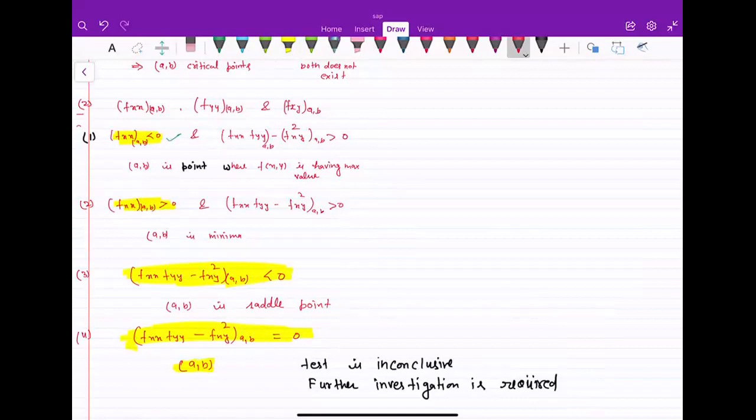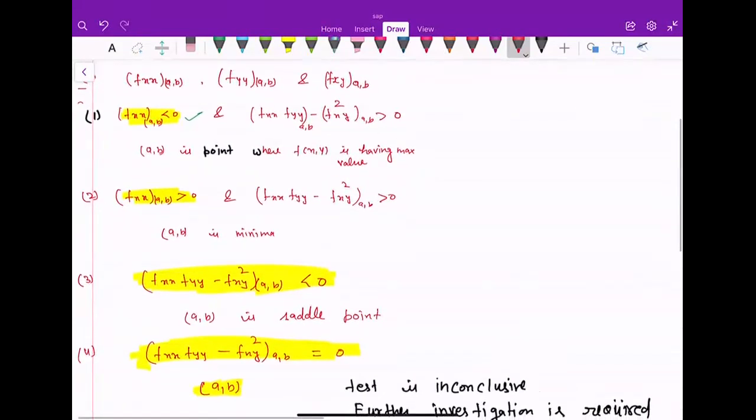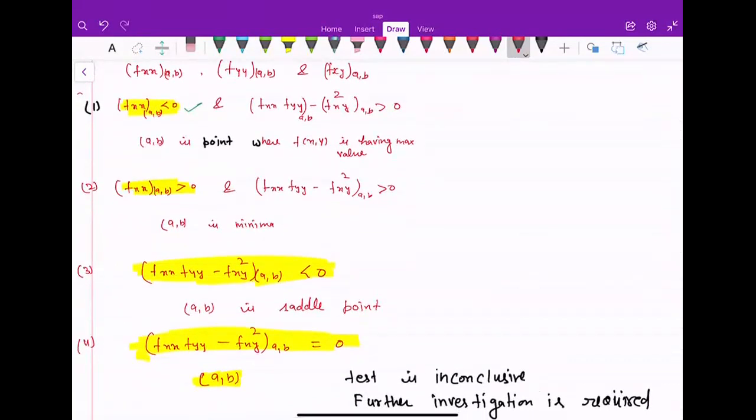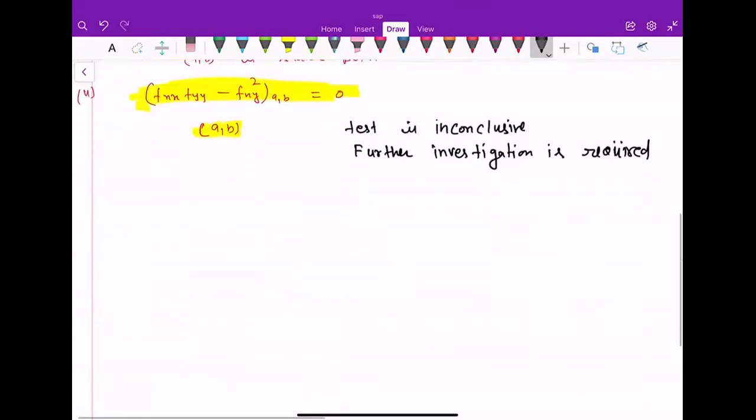Any doubt up to here? So what we have done here, in the second derivative test, we have computed fxx fyy minus fxy square. If it is greater than 0, then we will check the fxx value. If it is less than 0, maxima. If it is greater than 0, it is minima. If fxx fyy minus fxy square is less than 0, then it is a saddle point. At 0, the test is inconclusive. So it is very simple.